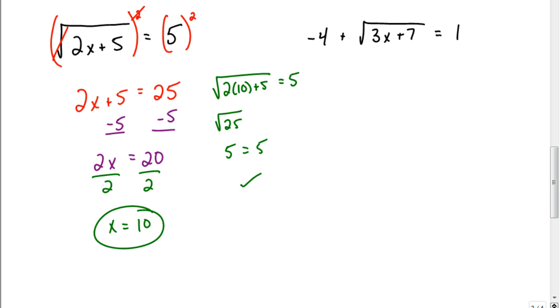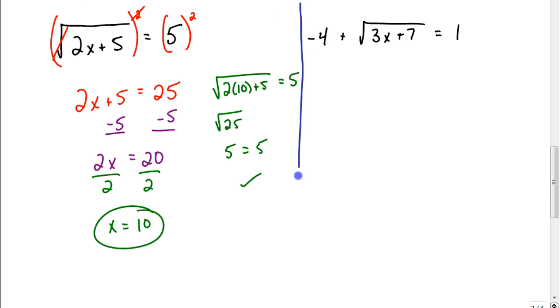Now, I actually want you to try this next one on your own. Again, like I mentioned earlier, we have to get the square root by itself. So for this particular problem, you'd want to start by adding 4 to both sides. So I'll give you that hint. I want you to go ahead and work this one out. So pause the video and hit play when you're ready to check your answer.